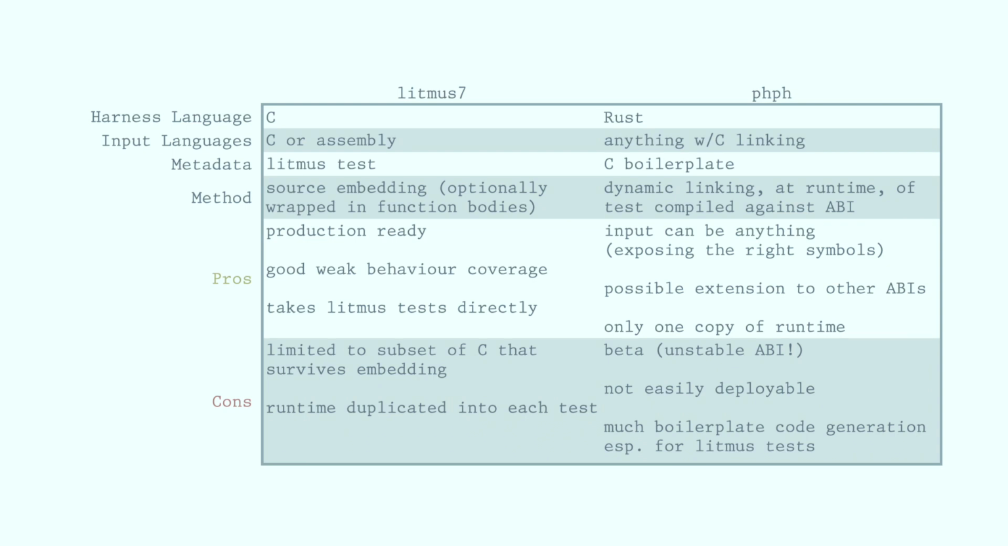It's not easily deployable because the runtime is a big wad of Rust with loads of dependencies, whereas Litmus 7 is very specifically designed so that you can cross-compile and copy zips over to embedded systems and so forth. And there's currently a lot of boilerplate that needs to be created, and massaging Litmus tests into that boilerplate is something we can automate, but it's still a little clunky.